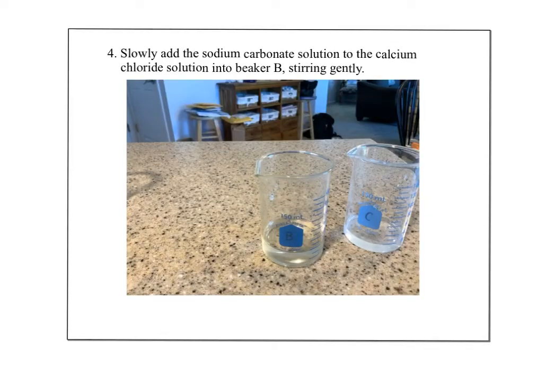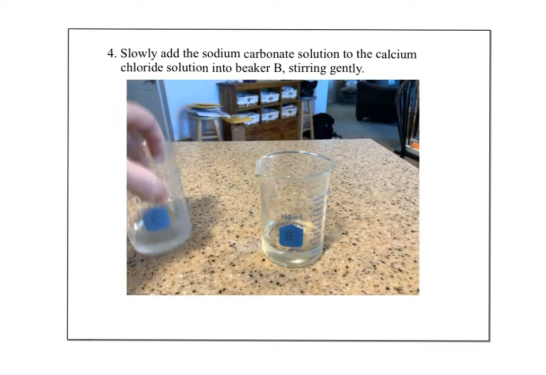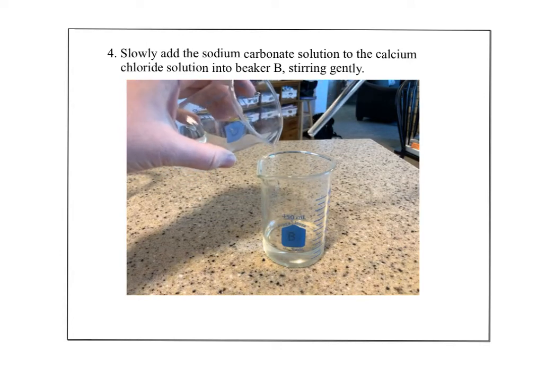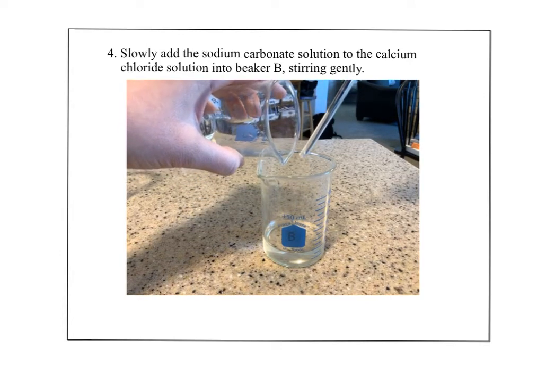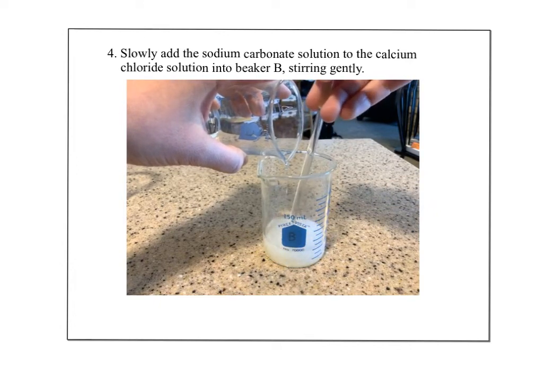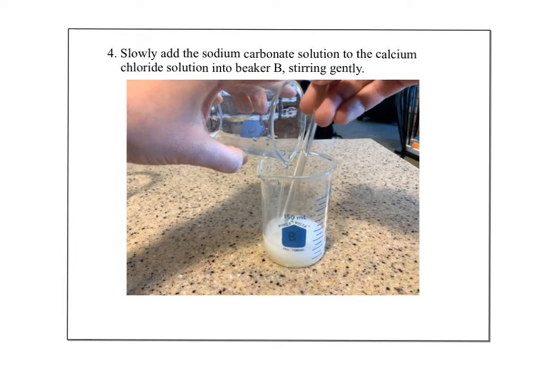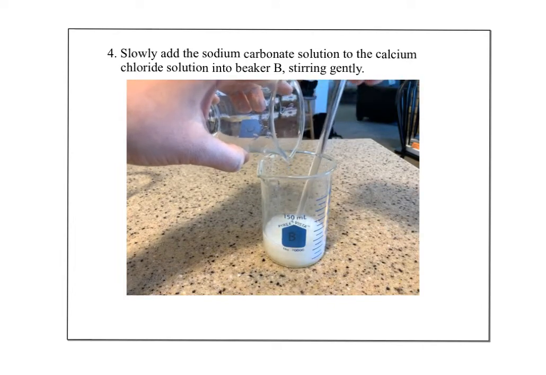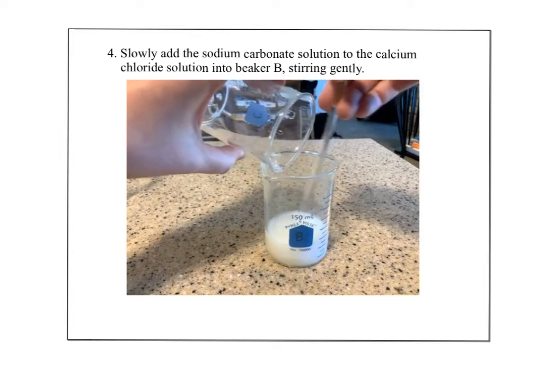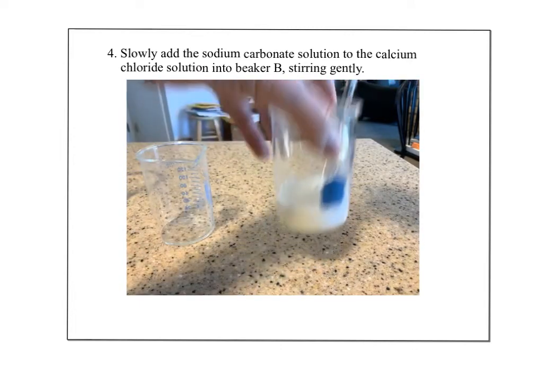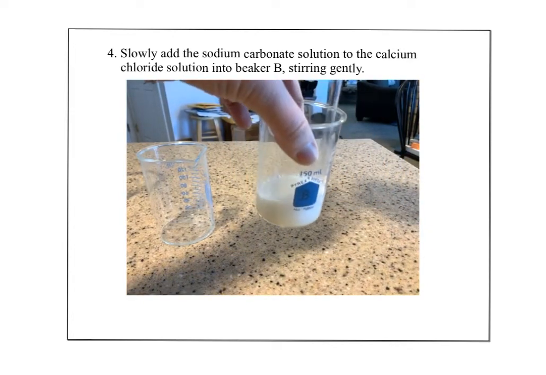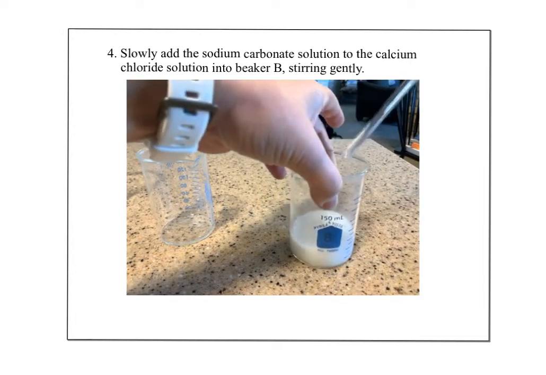Step 4 says slowly add the sodium carbonate solution to the calcium chloride solution in B, stirring gently. So I'm going to slowly pour. This is my reaction happening. Look at that. That is thick. We made a precipitate. That's a sign that a chemical change happened. Interesting.